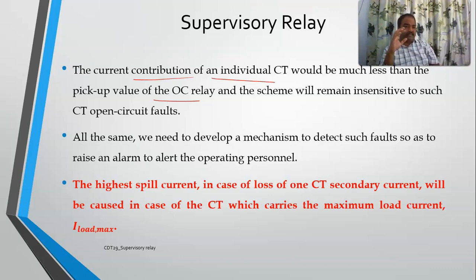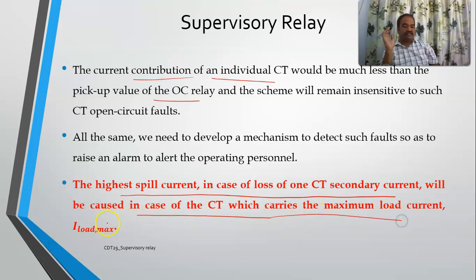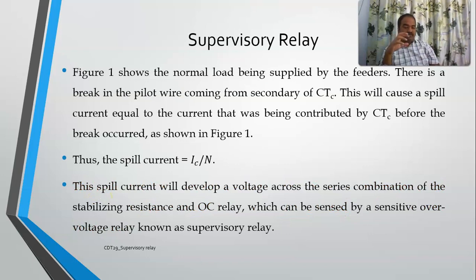But what happens is, if there is one CT which has a very high amount of current flowing through it, then it may result in the highest spill current also. And if there is a high spill current, if it is greater than your pickup value, then it blows up the alarm. So the highest spill current in case of loss of one CT secondary circuit will be caused in case of the CT which carries the maximum load current, which is your I load max. If this goes on, then there will be the highest spill current, and there is your highest probability of tripping of your circuit. So we need to protect our system, and at the same time we should avoid false alarms.